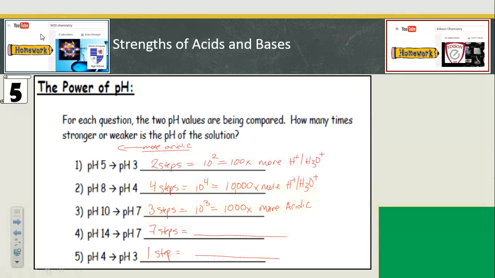So, to recap, pH, you got to look and see what the pH number is. That tells you the concentration. The bigger the pH number, the more concentrated the base and less concentrated the acid. The smaller the pH number, the more concentrated the acid, the less concentrated the base. And if you're talking about pH changes, which shows up all the time, you count the number of steps it changed in which direction, more acidic or more basic, and you raise 10 to that power to tell yourself how many times more concentrated or less concentrated that solution became. And that's it for the power of pH.